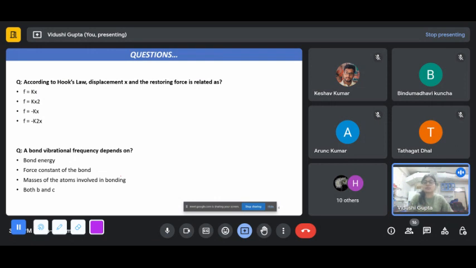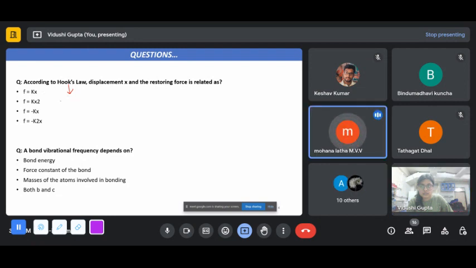Now we will look at some questions related to this. Can anyone tell me what you understand by Hooke's law? F is equal to minus kx. According to Hooke's law, displacement x and the restoring force are related by F equals kx, F equals kx square, F equals minus kx, or F equals minus k2x. So it will be F equals minus kx.